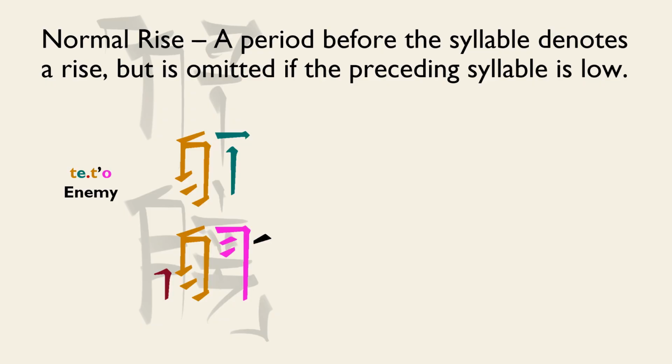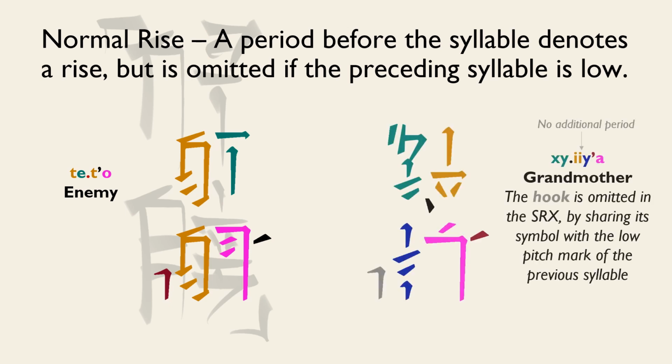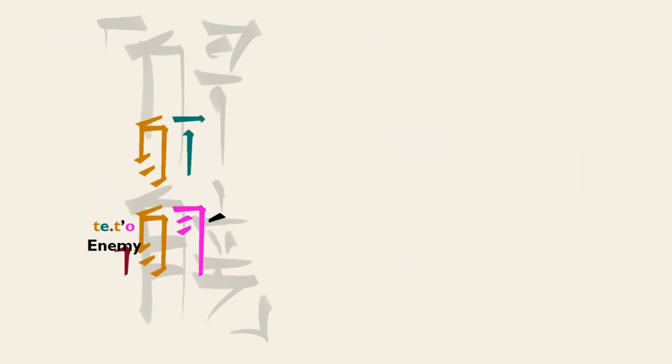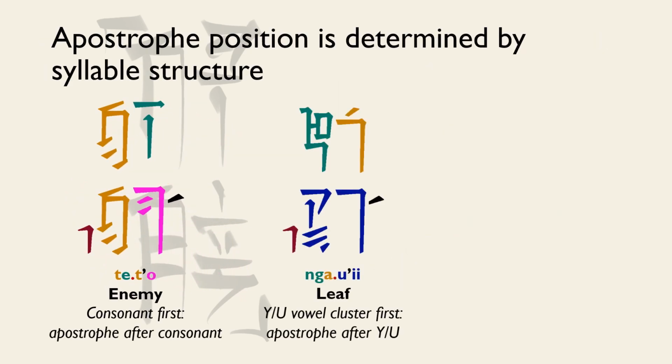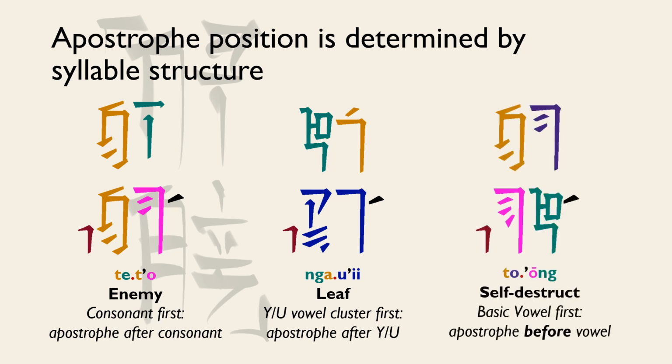Let's start with normal rises. The lower left hook of a normal rise is designated by a period before the syllable, but will be omitted if the preceding syllable is low pitch, as in the word Xi'an, meaning grandmother. If the syllable starts with consonants, the apostrophe will come between the initial consonants and the vowel. If it starts with a vowel cluster, then the apostrophe will come after the first letter of the vowel cluster, and if the syllable starts with a basic vowel, then the apostrophe will come directly after the period before the rest of the syllable.